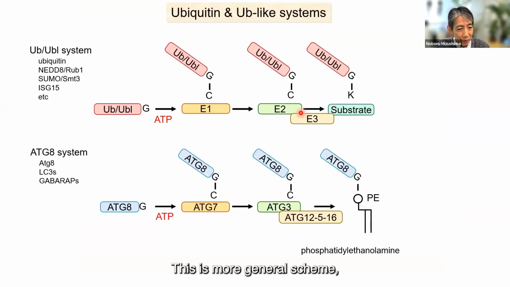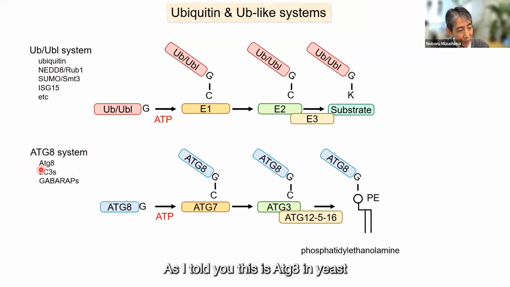This is a more general scheme. So it is well known that ubiquitin and the other ubiquitin-like proteins such as NEDD8, SUMO, and ISG15 are covalently conjugated to a protein substrate, which is catalyzed by E1, E2, and E3 enzymes. Maybe the only exception is the ATG8 system, as I told you.